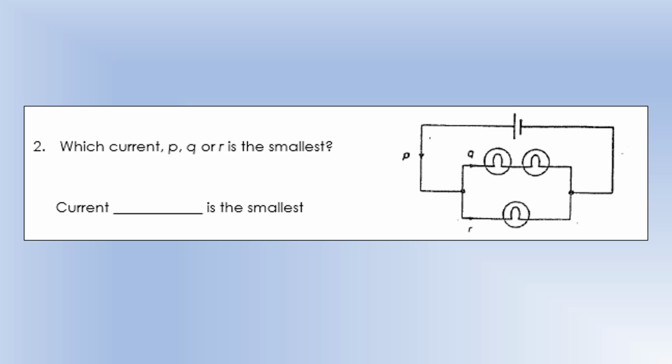Okay, so which current, P, Q, or R, is the smallest? The correct answer here is going to be Q. So P is going to be the biggest because that's coming straight out of the battery before it even splits. If you go through branch R, that's only got 1 resistor in it, whereas branch Q has 2 resistors, so it's got double the resistance, so Q is going to have half the current R is, and then Q plus R is going to equal P.